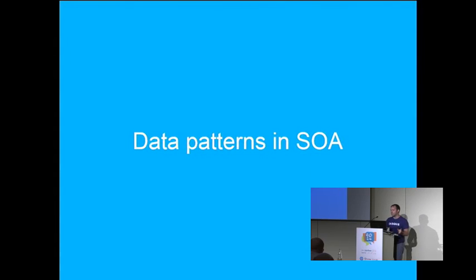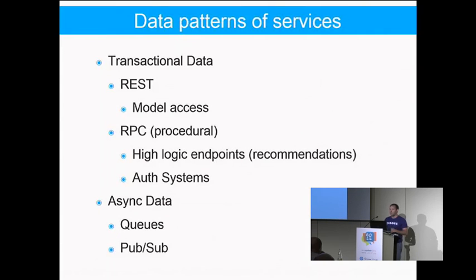I think that in a SOA, it's really important to know, when you're saying, okay, sweet, I want to make a SOA, well, how? So I think that you have to understand the data patterns in your system, and I see two primary data patterns. There's transactional data and asynchronous data. Transactional is further divided into two areas, I think. There's, are you doing transactional data against basically database models, some sort of straight representation of an object in your system, like a user?